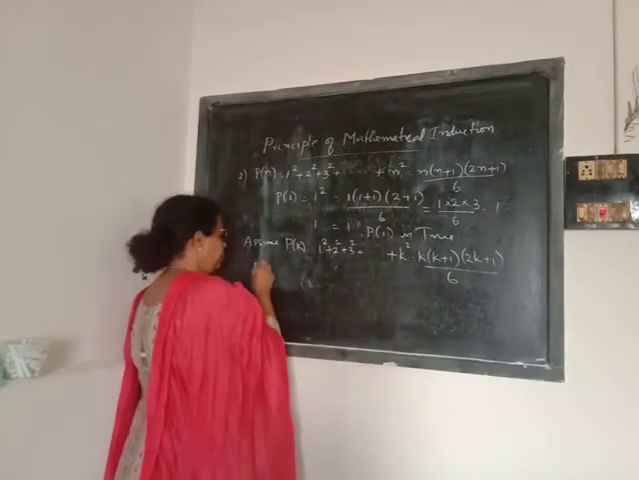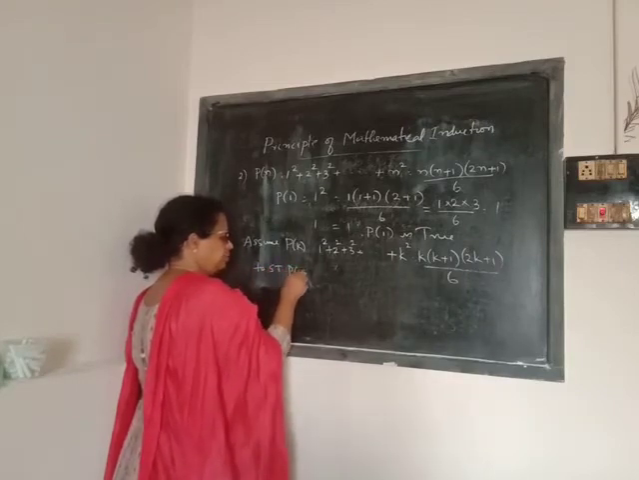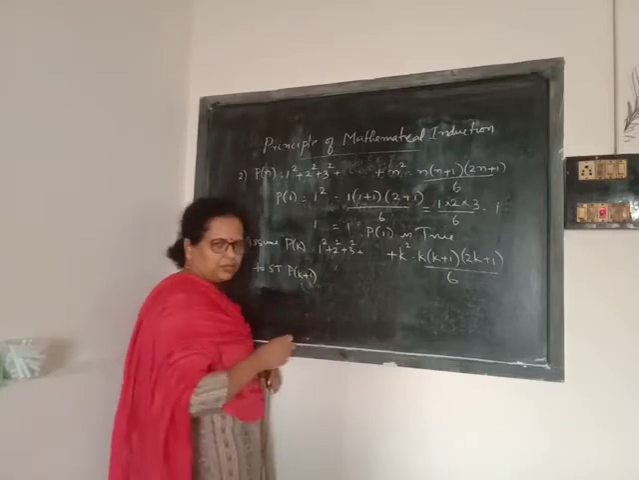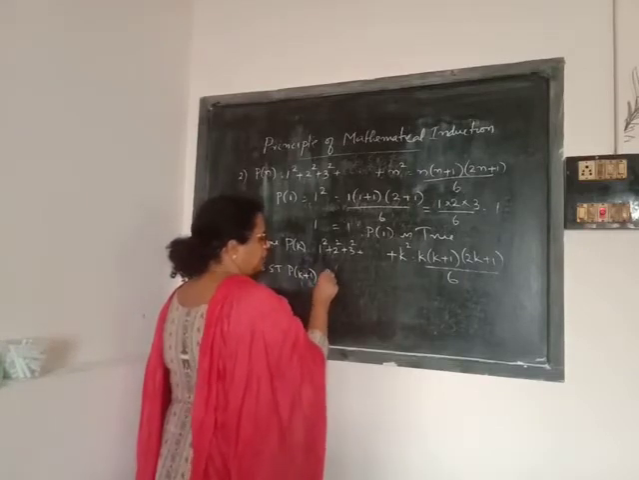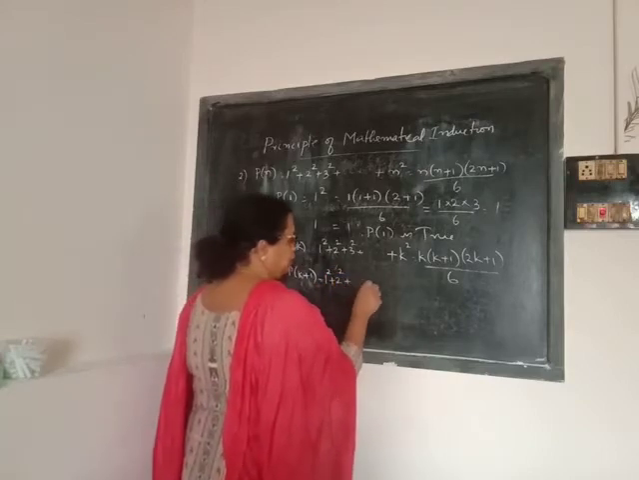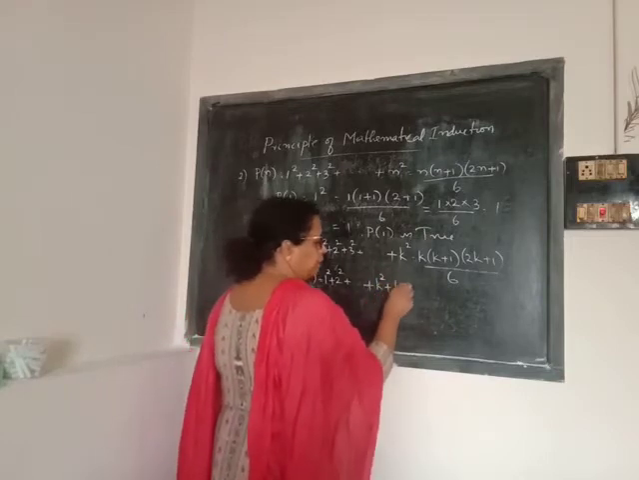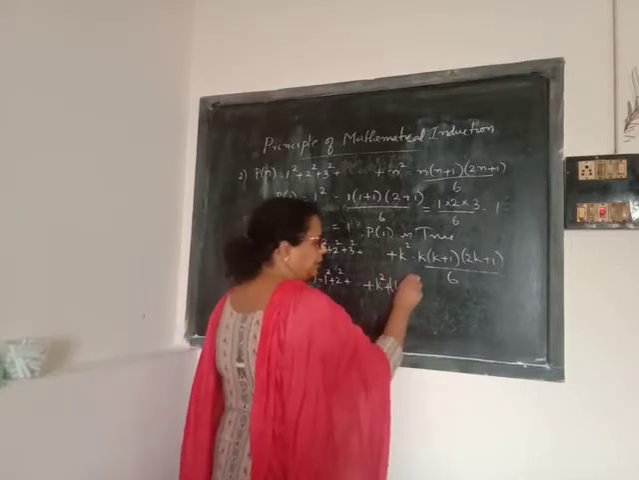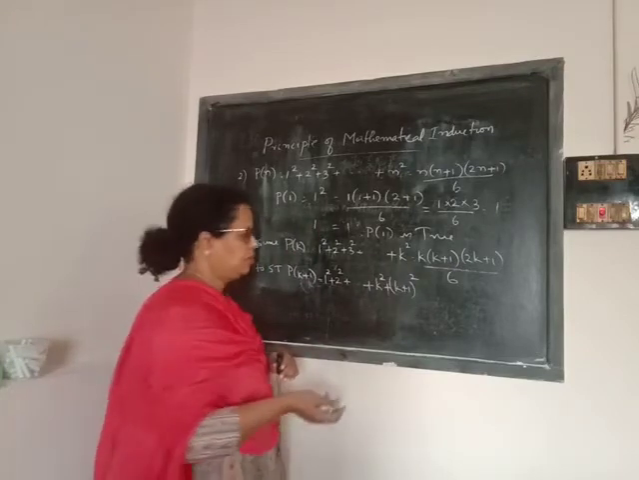Now we have to show that P of k plus 1 is true. What is P of k plus 1? 1 squared plus 2 squared plus 3 squared plus etc., plus k squared plus k plus 1 whole squared. After k squared, the next term is k plus 1 whole squared.